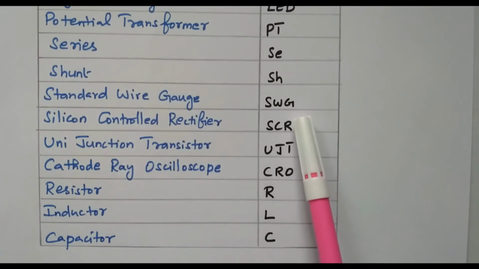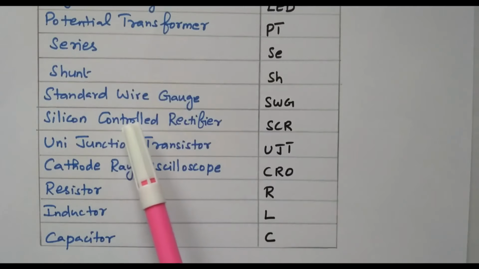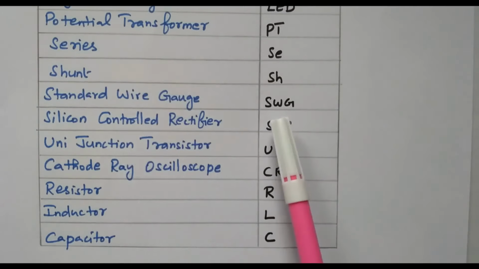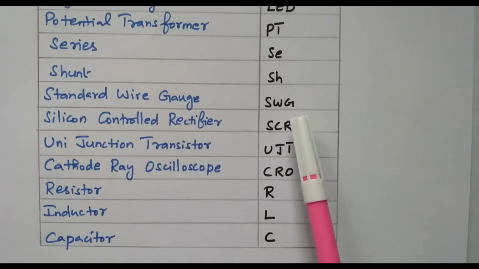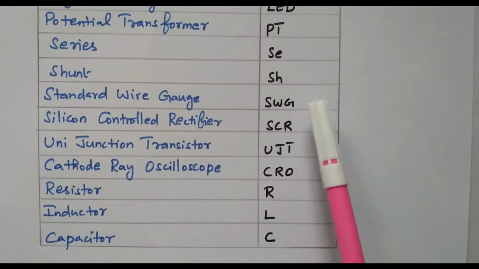Then SWG means standard wire gauge. Standard wire gauge is given as SWG. So while selecting the wire, what is the gauge? That is given by SWG. Depending upon the gauge, the current rating and voltage rating will differ. So while going with any design, we need to see what the wire gauge is.